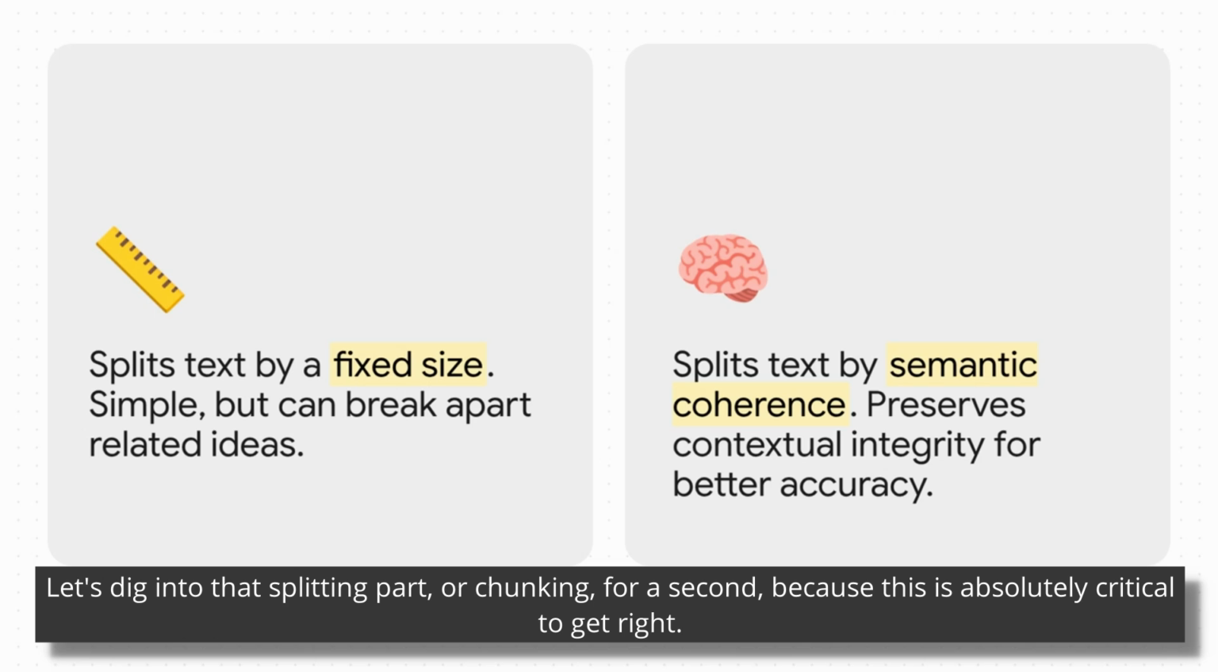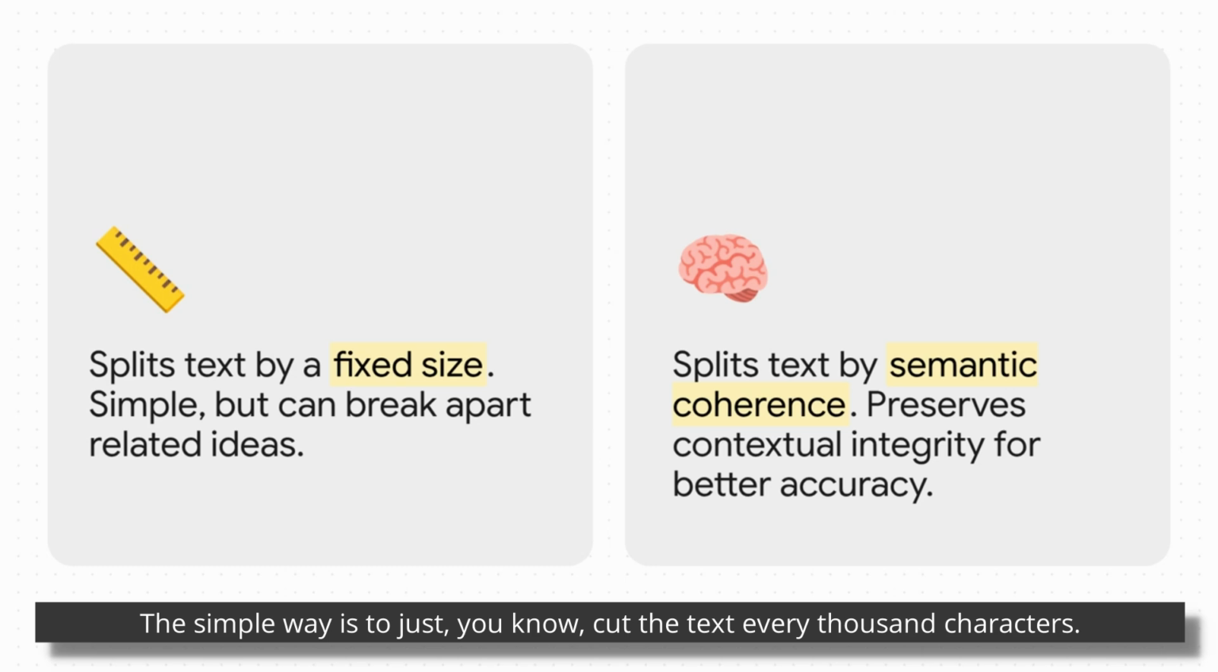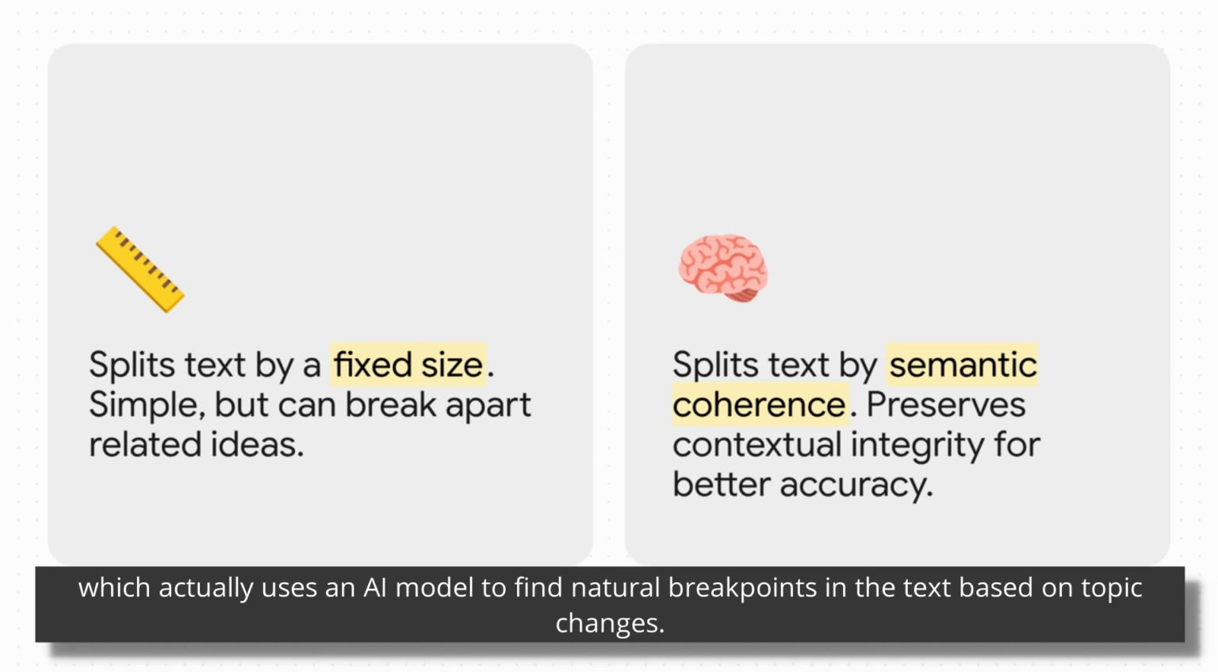Let's dig into that splitting part, or chunking, for a second, because this is absolutely critical to get right. The simple way is to just cut the text every 1,000 characters. That's fixed size chunking. But a much smarter way is semantic chunking, which actually uses an AI model to find natural breakpoints in the text based on topic changes.